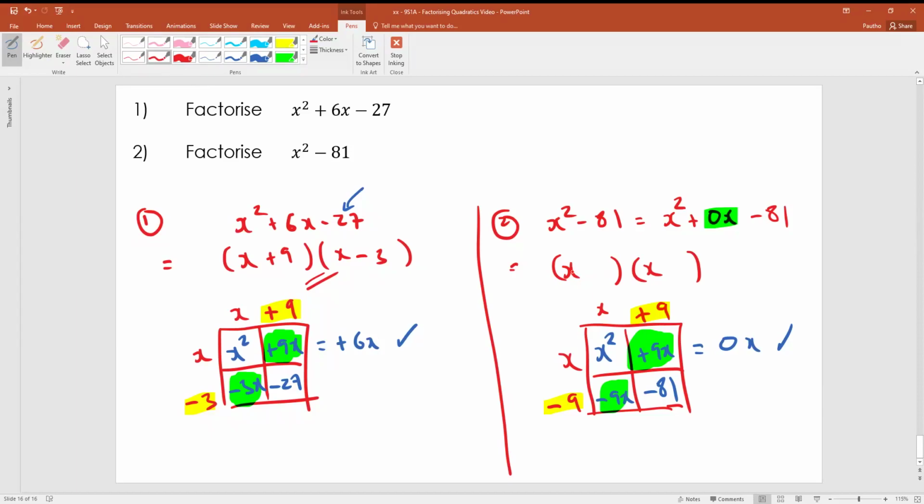So we're done. X plus 9, x minus 9. And the more work you start doing on factorizing, you'll soon start to spot a really cool pattern with expressions that look like this. Okay, so look out for that in the future. But for now, we're all done. Nice one.